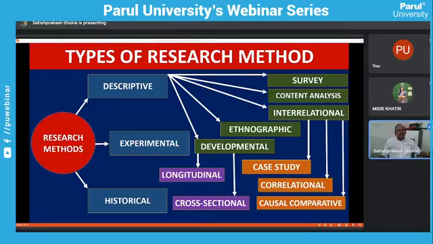Then comes interrelational research method. Interrelation among what? Interrelation between or among two or more variables. In interrelational research method, the impact of one or more variables on the dependent variable is studied. Relation among the variables.